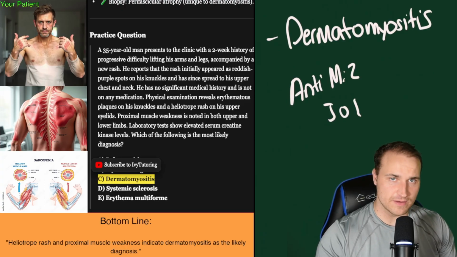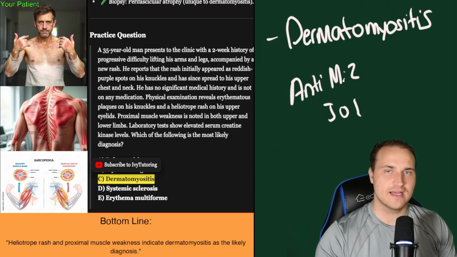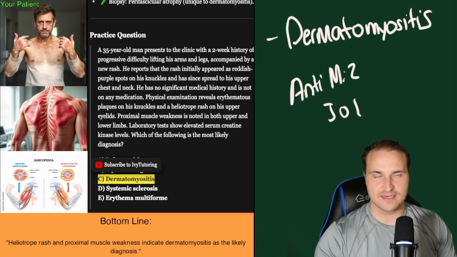Okay, so he's got the hallmark features of it, like the proximal muscle weakness, the Gottron's papules, and the heliotrope rash. Elevated CK also confirms a muscle injury, and the combination of the cutaneous findings and myopathy rules out polymyositis, which lacks the skin findings, and it makes dermatomyositis the correct answer. All right, so polymyositis is a proximal weakness without a rash. No rash there. That's why it's poly, not derm.